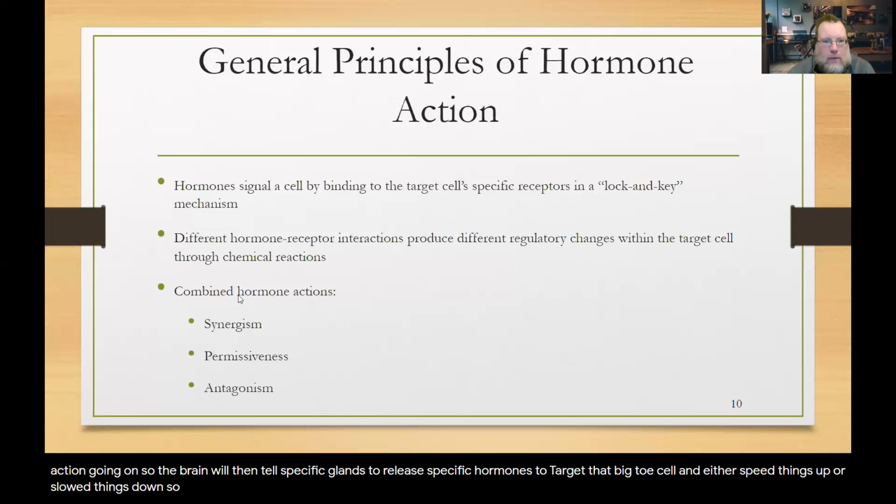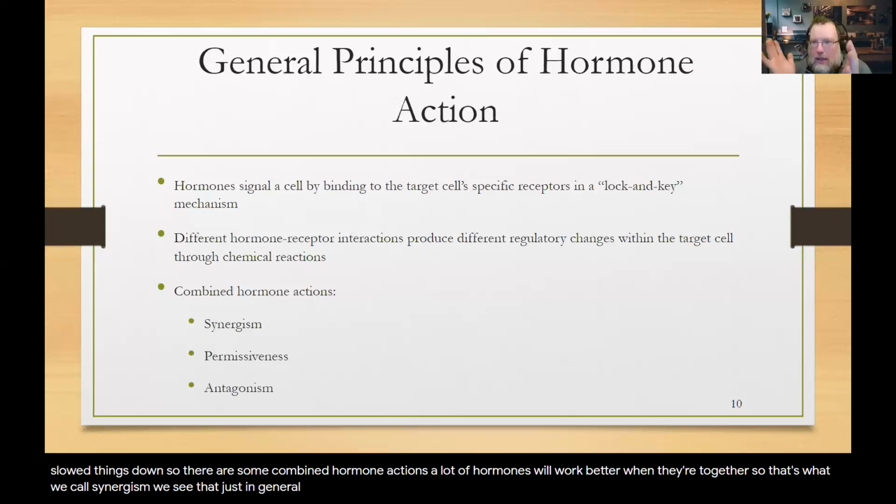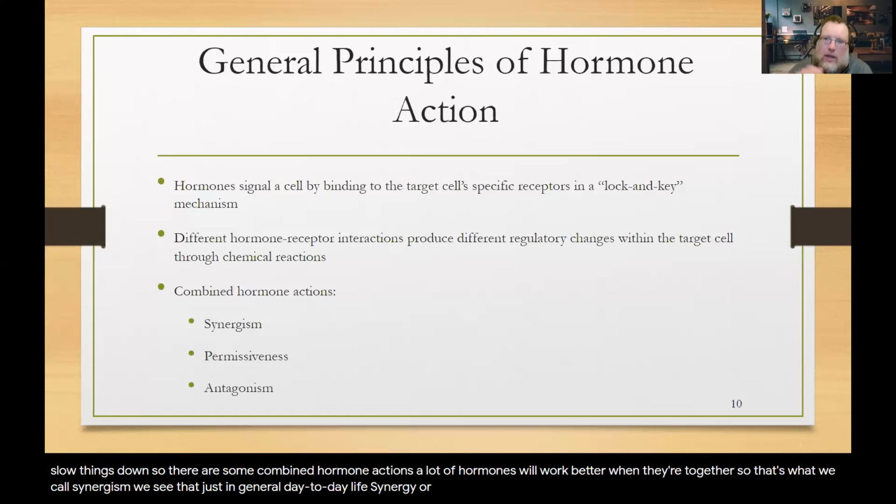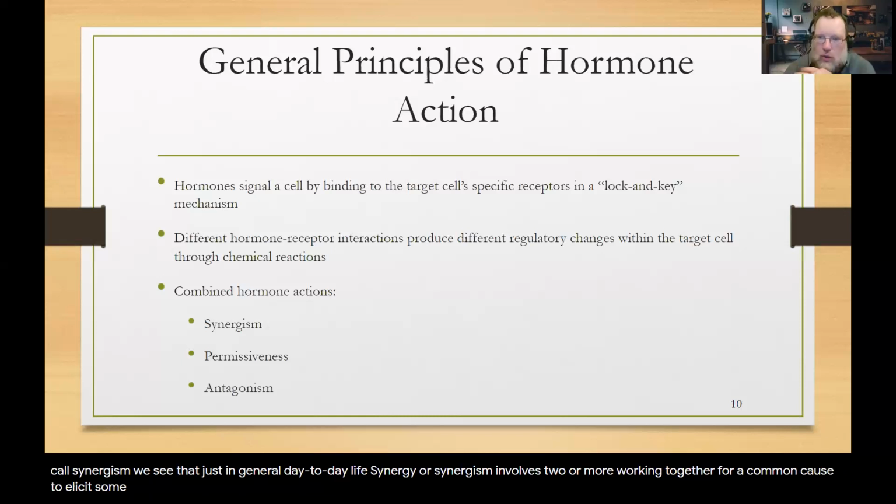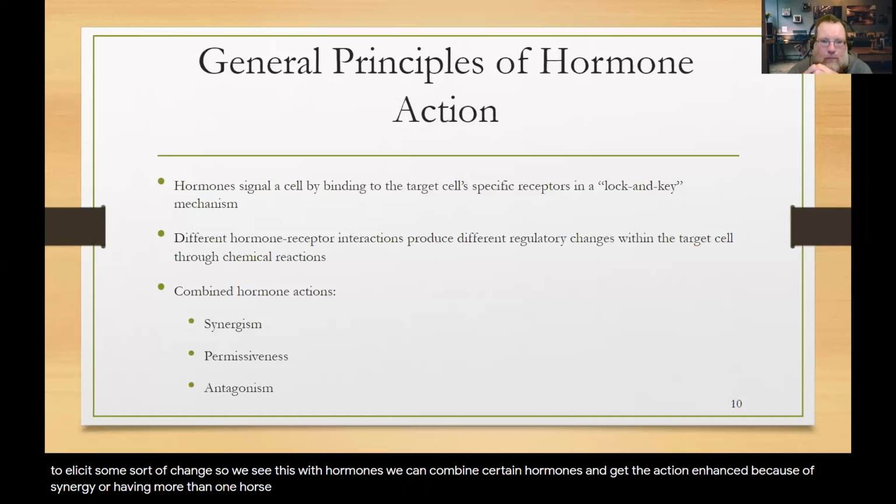So there are some combined hormone actions. A lot of hormones will work better when they're together. So that's what we call synergism. We see that just in general day-to-day life. Synergy or synergism involves two or more working together for a common cause to elicit some sort of change. So we see this with hormones. We can combine certain hormones and get the action enhanced because of synergy or having more than one hormone involved.